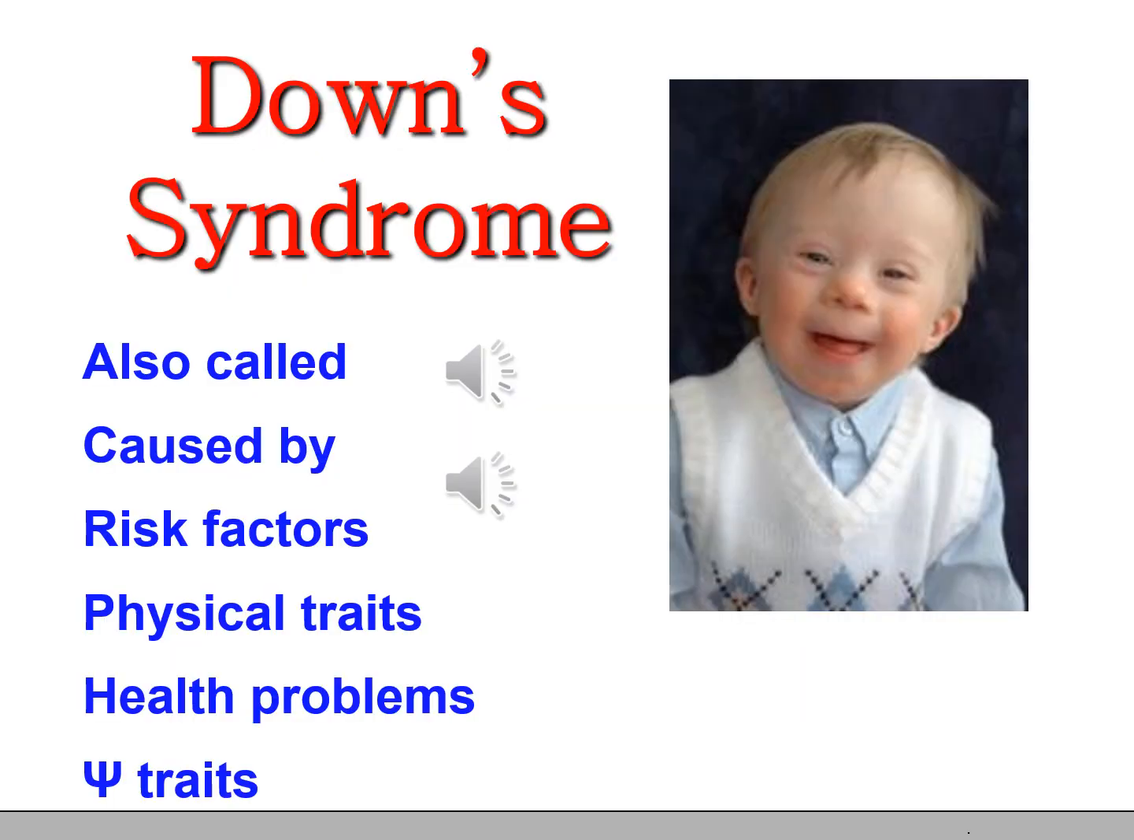Let's now consider one cause of intellectual disability, that of Down syndrome. Please look at all the captions in blue and fill in as many as you can based on your own knowledge.